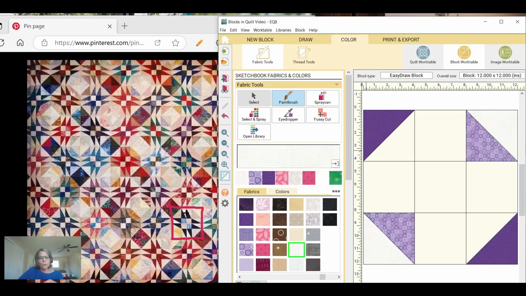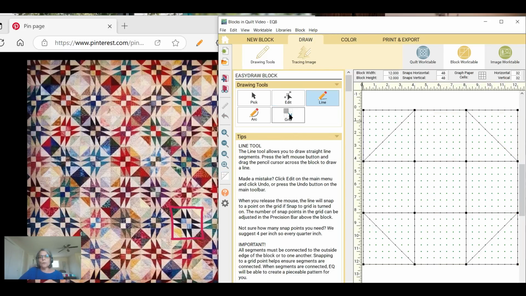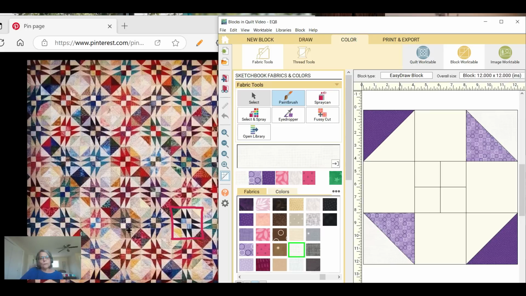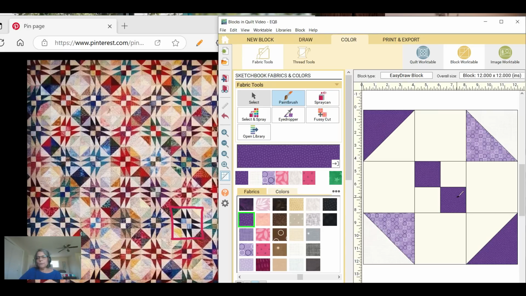Now, what else? Next we have this 4 patch right in the very center. So we'll go to our grid again and put in a 2 by 2 grid because that's what a 4 patch is. We'll put our little grid right here in the center. And this is where you have to look closely about the fabric placement and the color placement. These dark fabrics in the 4 patch are following the same line as the dark diagonals. So we'll put our dark here and we'll put our light here.